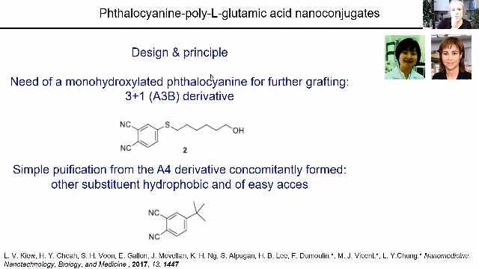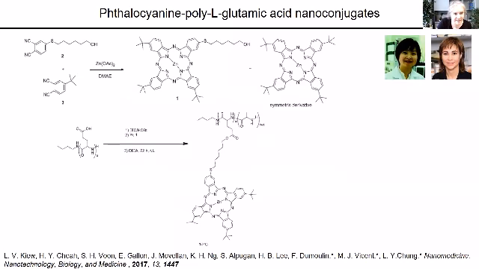So the idea was to use this A3B substitution pattern to have one function able to be grafted on the nanoparticles and to have something which could be, as we said before, purifiable quite easily. So this is the chemistry that we did. We isolated this compound, sent it to Malaysia, and it has been grafted on the existing nanoparticles.